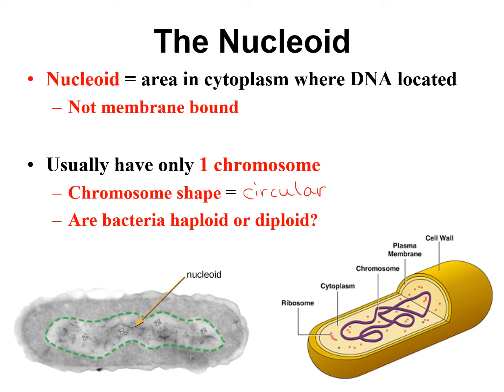And because bacteria only have 1 chromosome, they're going to be haploid. Remember, haploid means that you only have 1 copy of each gene, whereas we're diploid because we've got 2 chromosomes that are the same, 1 from mom, 1 from dad, so we're going to have 2 copies of each gene. But because the bacteria only have 1 chromosome, they're haploid and only have 1 copy of each gene.